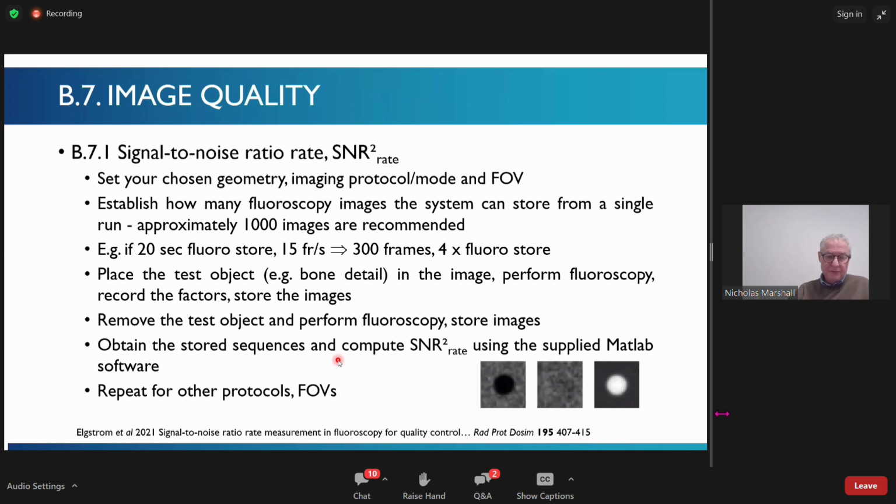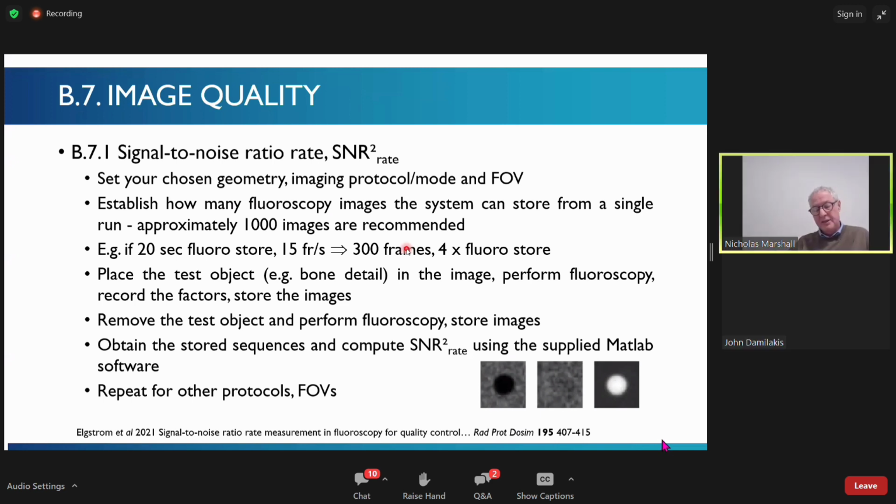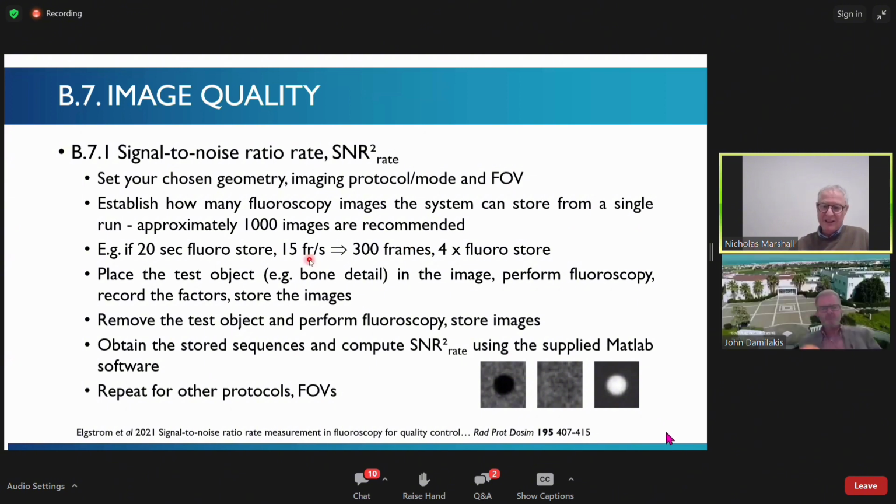You need to establish how many fluoroscopy images you can store from a single run, because you do fluoro and then you store the images. You need about 1,000 images, so if you can do a 20-second fluoro store, 15 frames a second will give you 300 frames. You need to do 4 fluoro store sessions to get the images that you need. And you need to do that for signal present and signal absent.